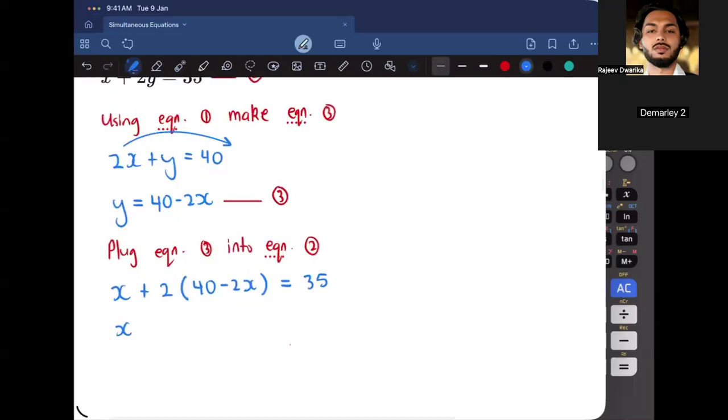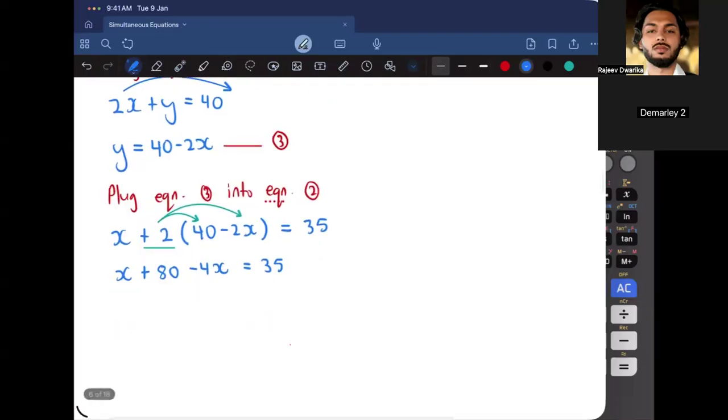Yes, to some degree. Okay, so you see how we have 2 on the outside? Positive. We're going to multiply everything on the inside by positive 2 to expand it out. So you're going to multiply positive 2 by 40. You're going to multiply positive 2 by negative 2x. So what is 2 by 40? 80. What is positive 2 by negative 2x? Negative 4x.